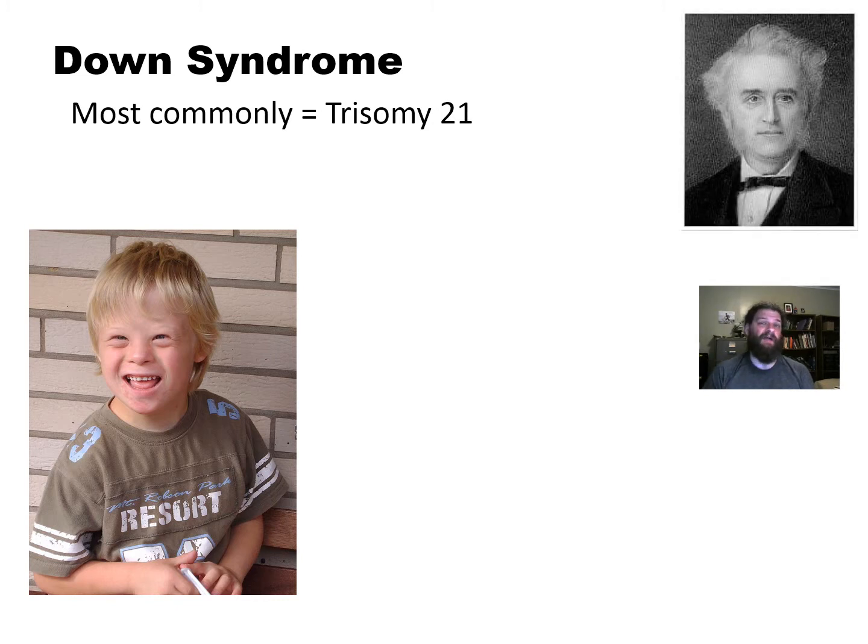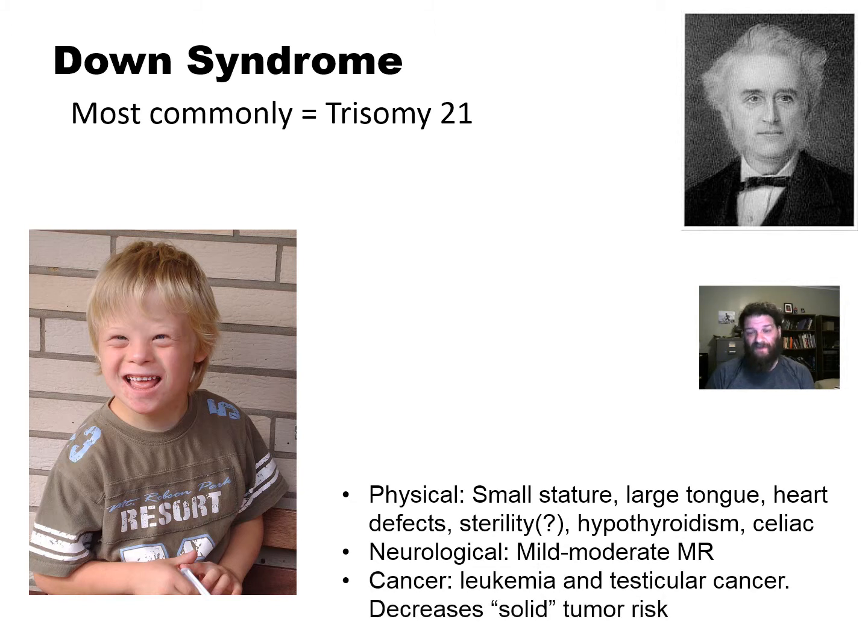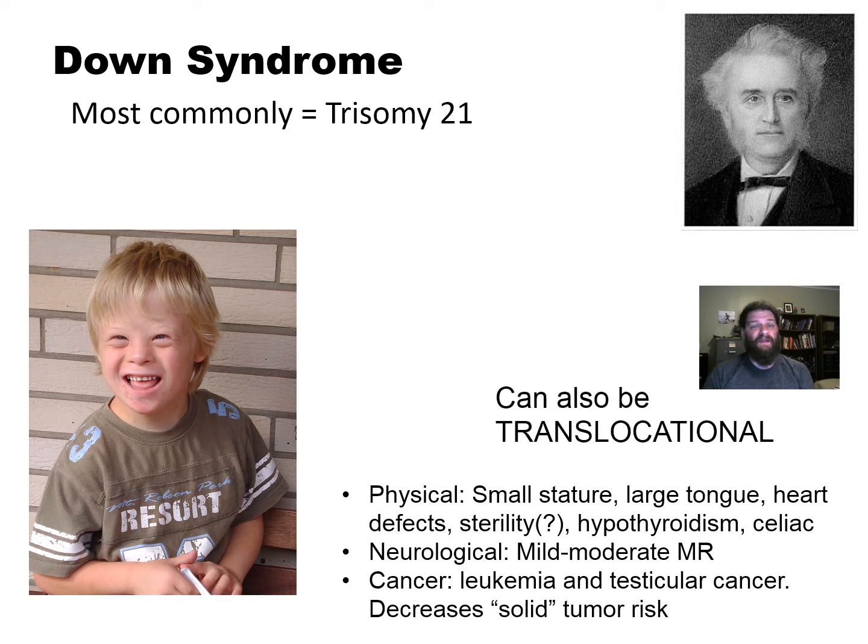It was first described as a distinct and separate mental disability by John Langdon Down back in the late 19th century. People with Down syndrome tend to have a set of physical characteristics as well as mild to moderate mental retardation and an increased risk of some cancers.